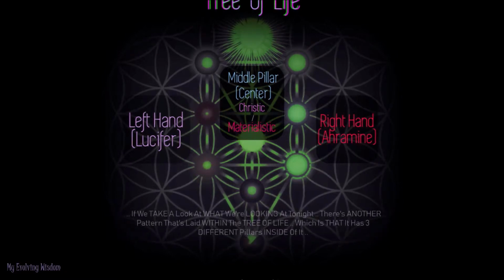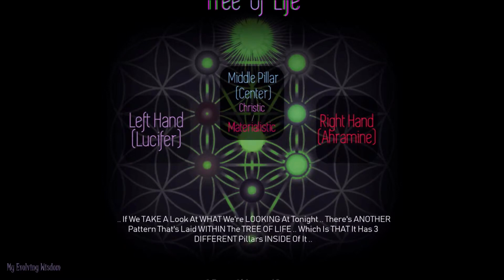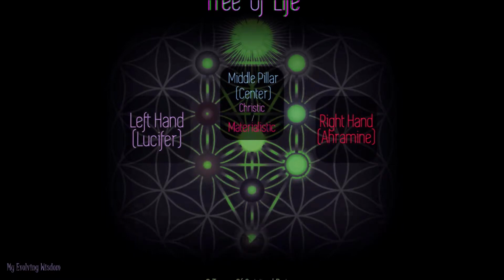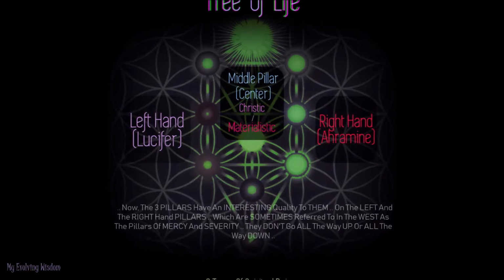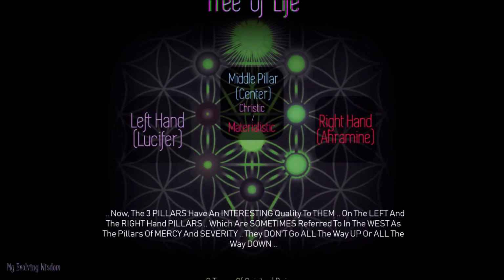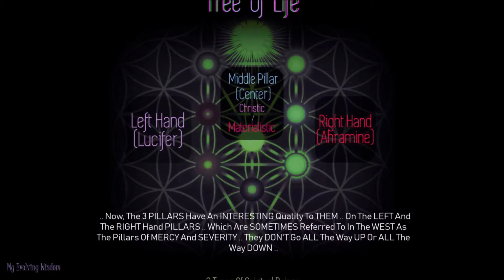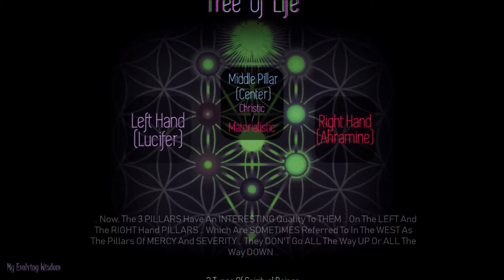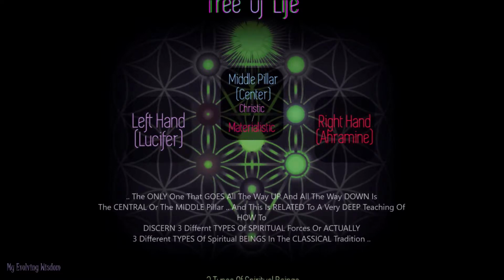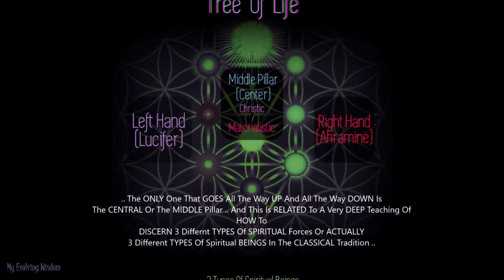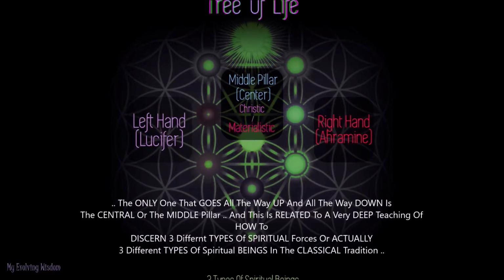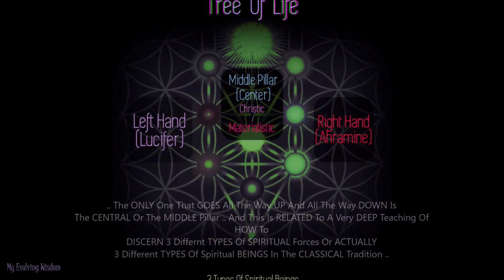If we take a look at what we're looking at tonight, there's another pattern that's laid within the tree of life, which is that it has 3 different pillars inside of it. Now the 3 pillars have an interesting quality to them. On the left and the right hand pillars, which are sometimes referred to in the West as the pillars of mercy and severity, they don't go all the way up or all the way down. The only one that goes all the way up and all the way down is the central, or the middle pillar. And this is related to a very deep teaching of how to discern 3 different types of spiritual forces, or actually 3 different types of spiritual beings in the classical tradition.